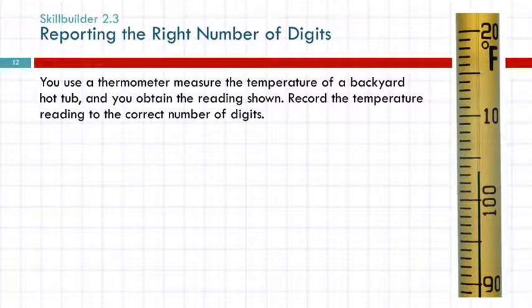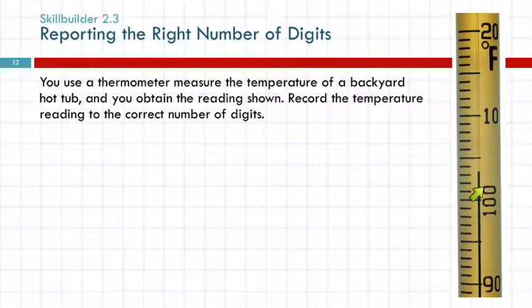Let's try it. Here's a thermometer. This is in degrees Fahrenheit. So here we're supposed to measure this. It's a backyard hot tub. There's 100 degrees, and here's 110 degrees. So what does each of these individual small lines represent? 1 degree. So the smallest marking is 1 degree. That means we need to estimate to the tenths, right?